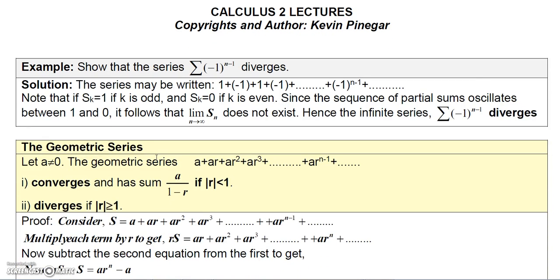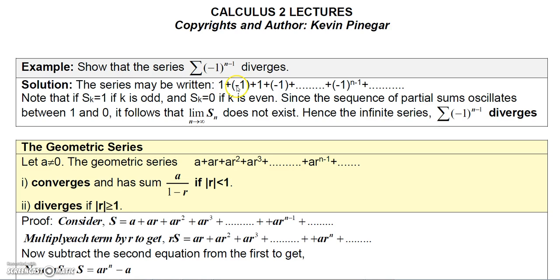Alright, now I'm going to do one more, and then we're going to shut this video down. Show that the series of (-1)^(n-1) diverges. Well, I've already shown you this once, so the series actually diverges, because here's what's going to happen.